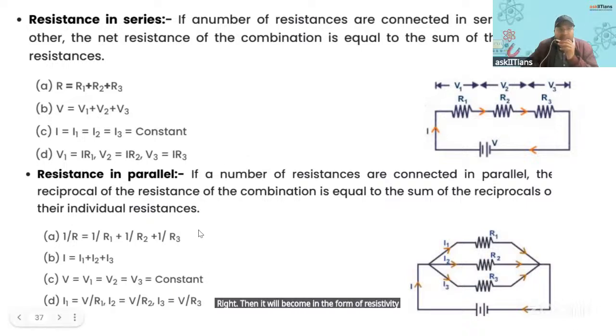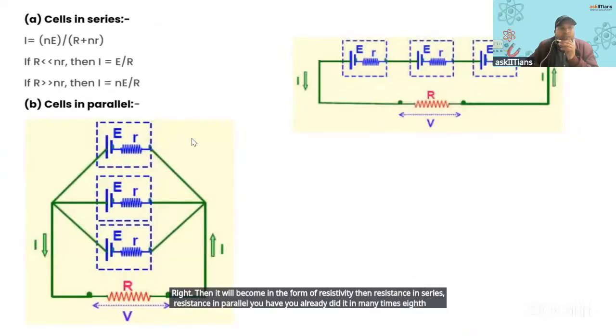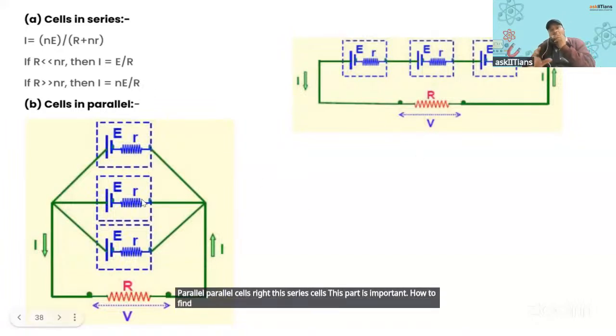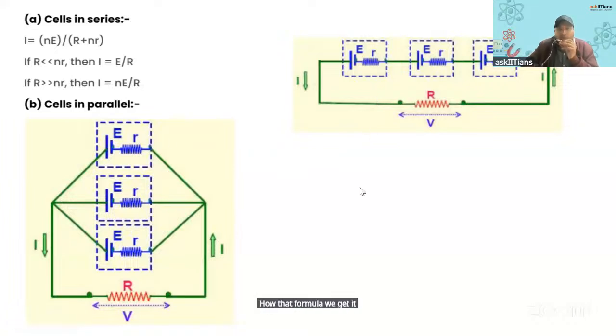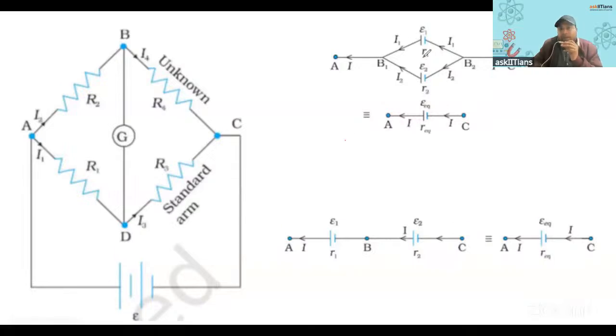Then resistance in series, resistance in parallel. You already did it many times in 8th, 10th. This part is important. Parallel cells, series cells, this part is important. How to find them? If you're comfortable, you should learn the derivations also, how we get those formulas. So let's say I have these.